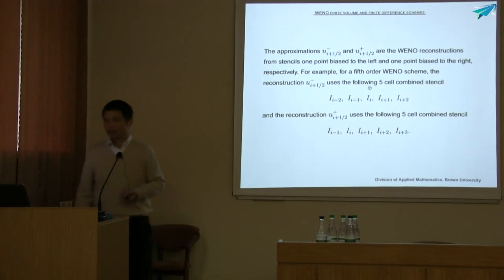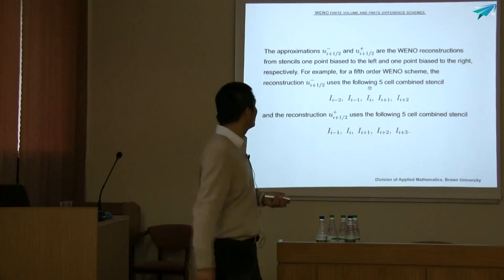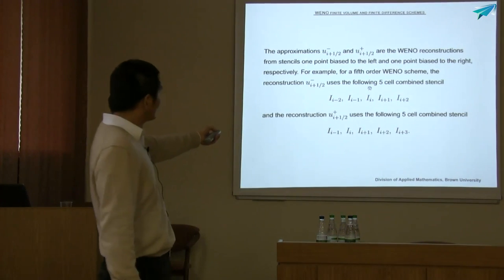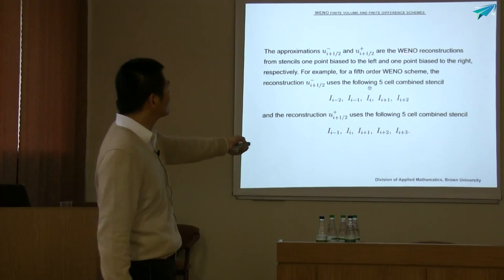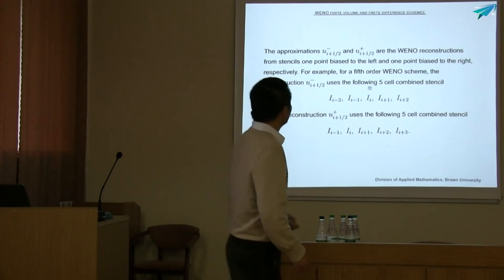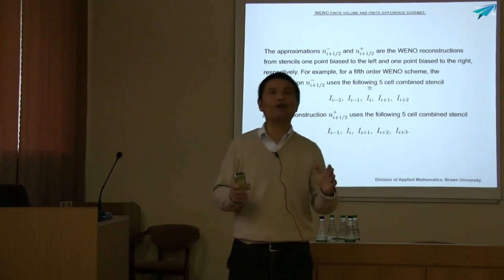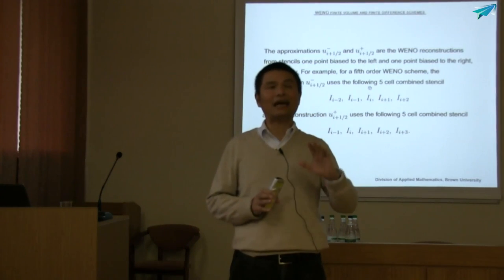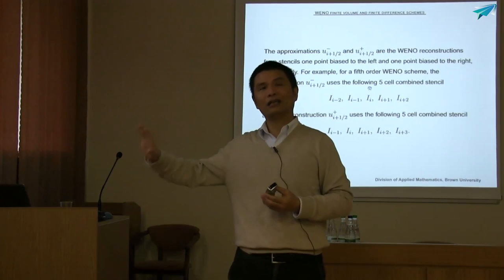Okay. So now let me explain the WENO finite volume scheme. u minus of I plus half and u plus of I plus half are the WENO reconstructions. Now, why do you have two of them? I explained before that the minus and the plus mean that I'm using more information on the left or more information on the right.